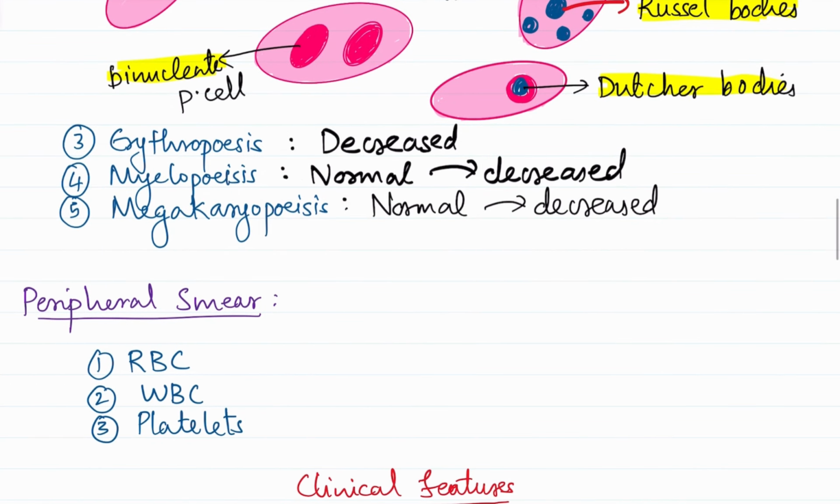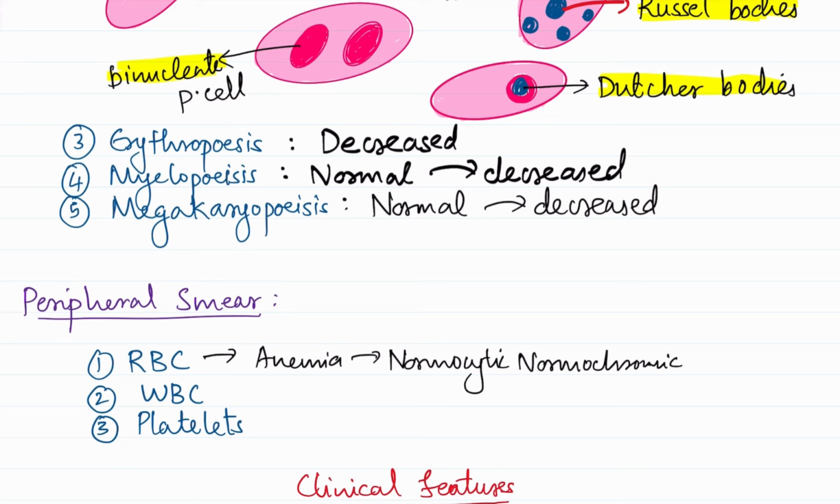What about the peripheral smear? Because of decreased erythropoiesis, there will be anemia, right? Now the anemia is usually normocytic normochromic. There is no reason for it to be microcytic or macrocytic. So it's going to be normocytic normochromic anemia. And the feature about RBCs is that there will be rouleaux formation.